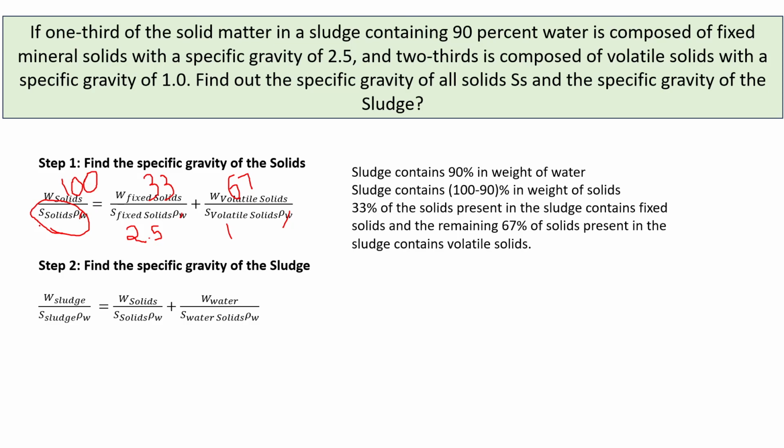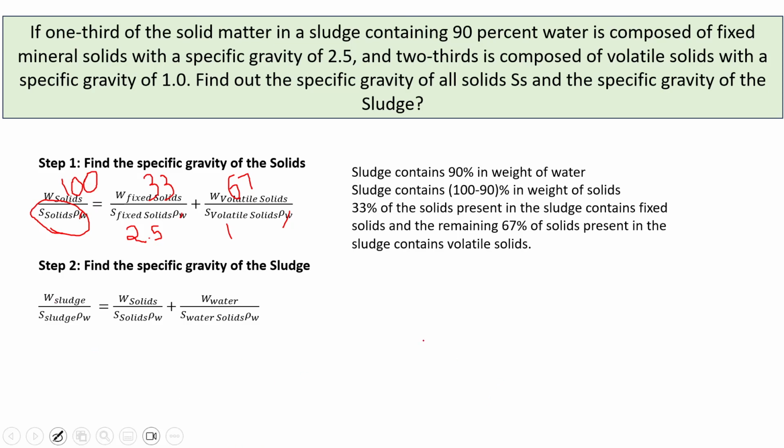Is it 0.6? No, no, no. 0.6 won't be the answer, Bhupender. I was getting 1.24 or something. How did you make the substitutions? Tell me. See here, let me check the calculations. So 33 divided by 2.5 is 13.2, plus 67 is 80.2.